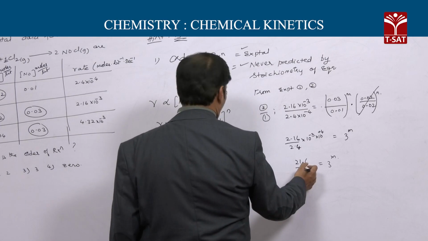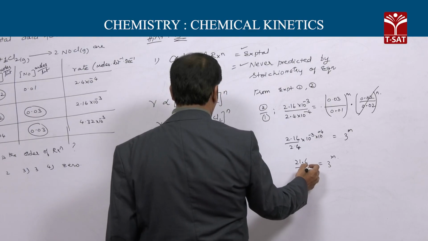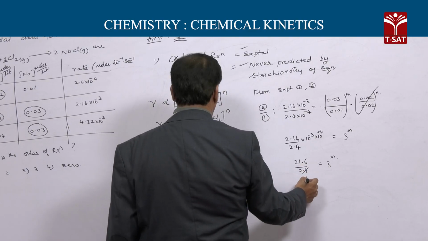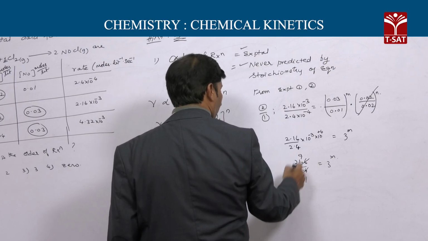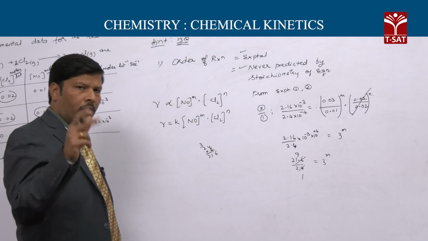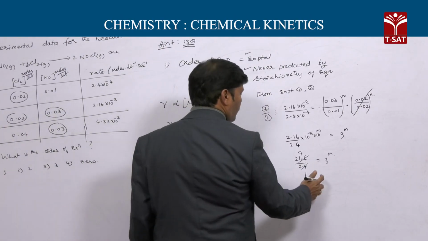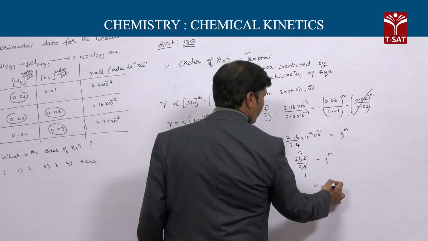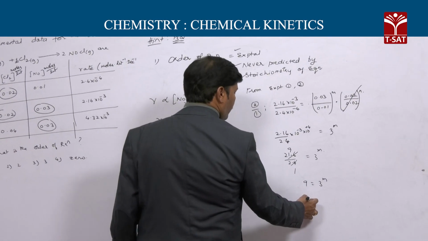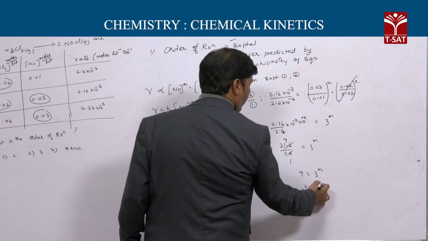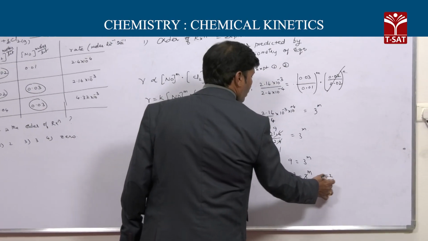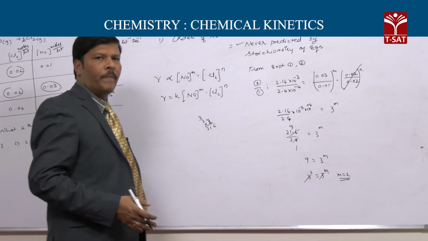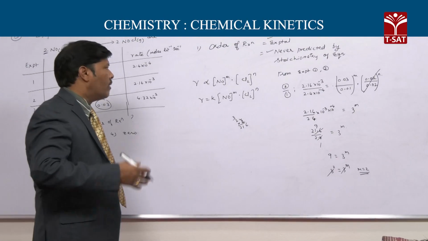So, this is nothing but I can take this as 2.4. 1s are 2.4, the decimal is cancelled, anyhow it is 9. So 9 is equal to 3 to the power of m. So this step is going to become 3 square is equal to 3 to the power of m. So 3 gets cancelled, m is equal to 2. Keep this m is equal to 2 standby.